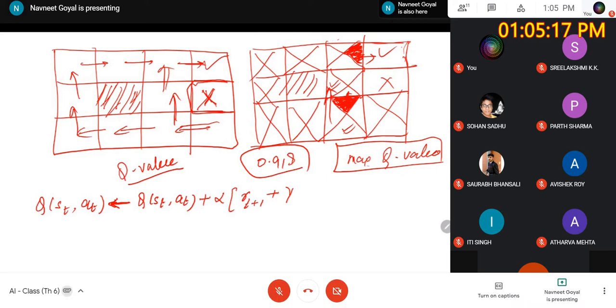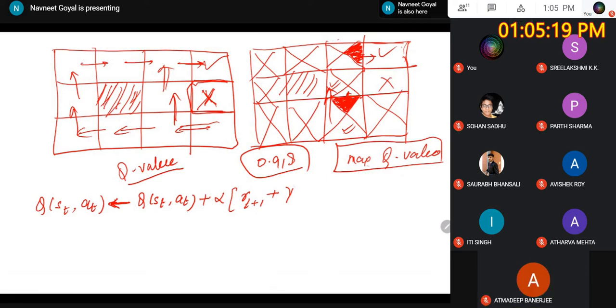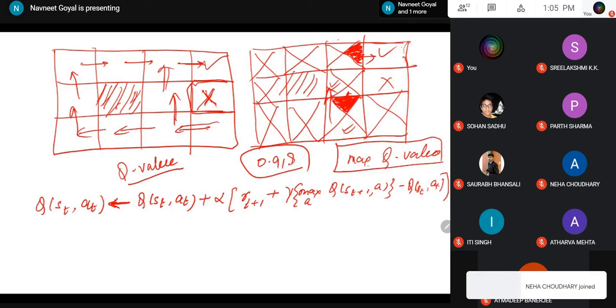times RT plus 1. This is the reward or the feedback. And then you have max over A of Q ST plus 1 A, minus Q ST AT. All right, so this is my formula. And Q-Learning is all about this one formula only, right?